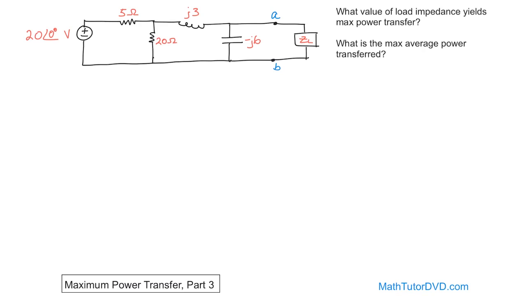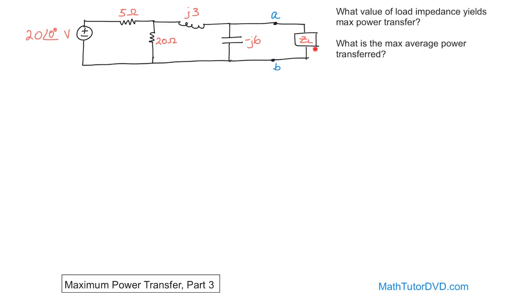So what we have is this problem, and basically it's a simple, well, sort of intermediate level problem where we have a voltage source, 20 volts at an angle of 0. We have this network here that has some inductors, capacitors, resistors. We have the load terminals A and B, and we have a load hanging on the end.